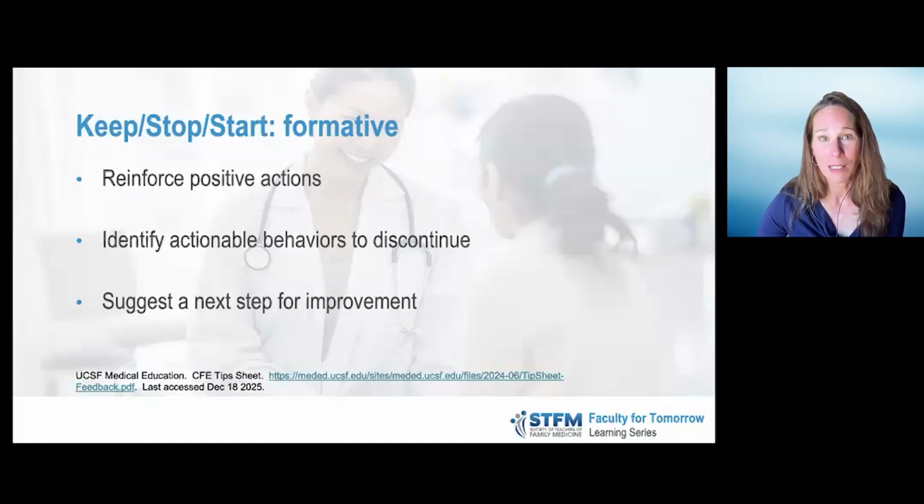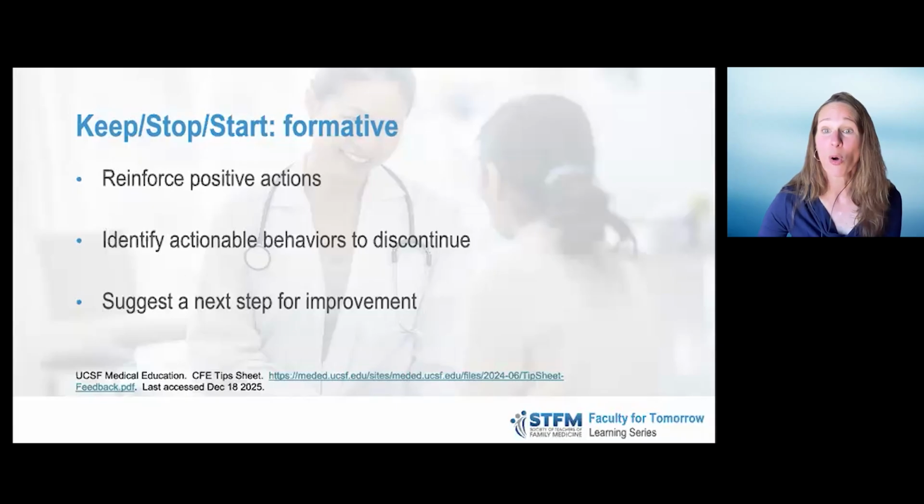Learners respond positively to hearing what went well. So it's important to reinforce what you want them to keep doing. Now, if they're doing something that you would like for them to stop, it's best to frame this feedback as a specific action. That way, it doesn't feel personal, but rather it feels actionable and changeable.